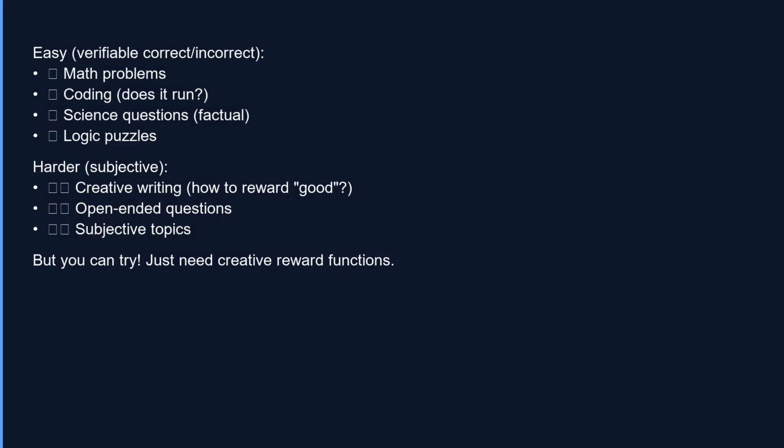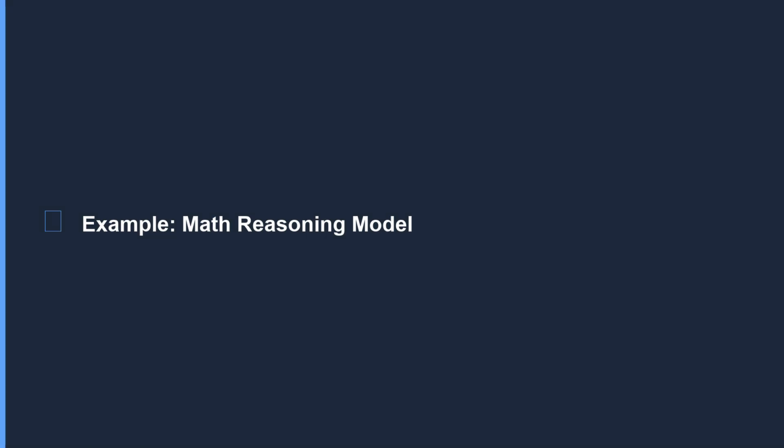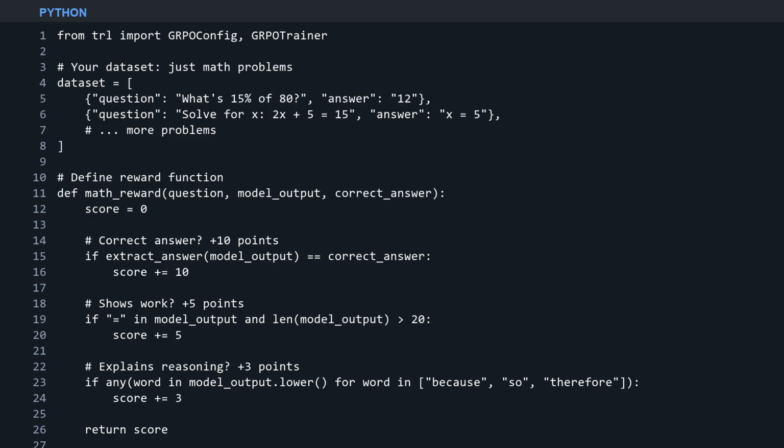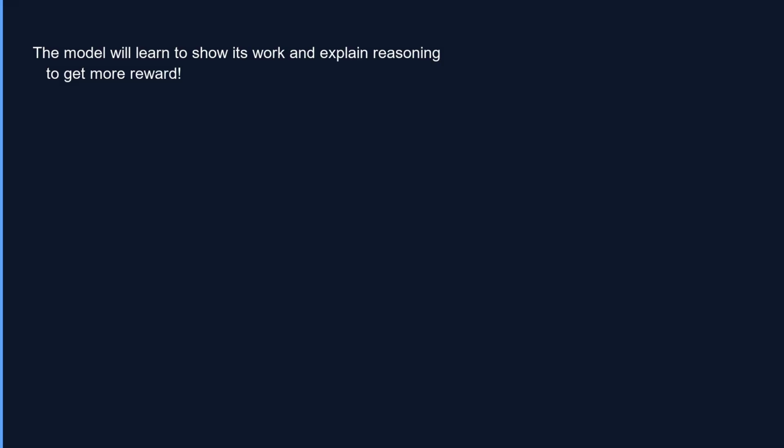Easy: verifiable, correct, incorrect. Math problems, coding, does it run? Science questions, factual. Logic puzzles. Harder, subjective: creative writing, how to reward good? Open-ended questions, subjective topics. But you can try. Just need creative reward functions. The model will learn to show its work and explain reasoning to get more reward.